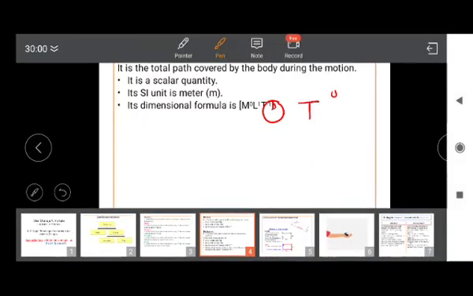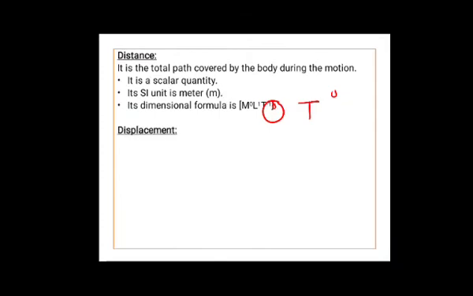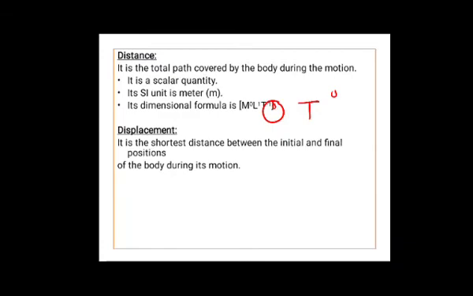Okay. Now let us go to the next one, that is displacement. Displacement, very interesting one. It is the shortest distance between the initial and final positions of the body during its motion. Try to understand. Displacement, actually you can define in another way. It is the path covered by the body with reference to direction. Or it is the shortest distance between initial and final positions of the body during its motion. Try to remember the definition so that you can understand the next points.